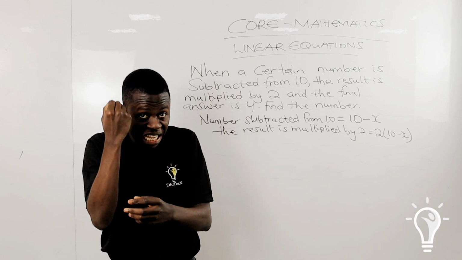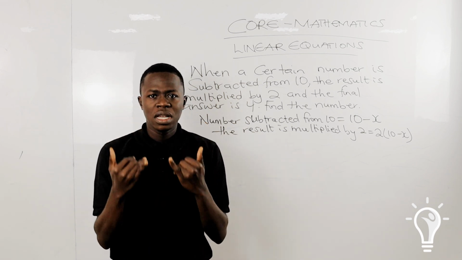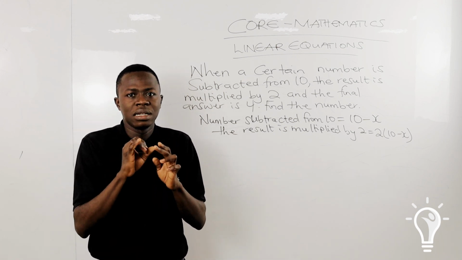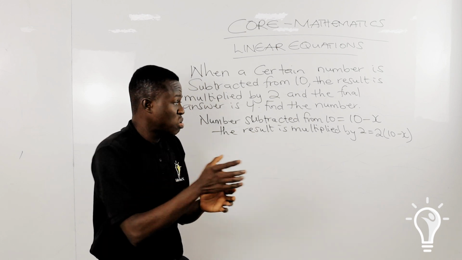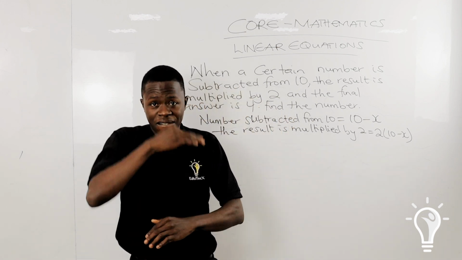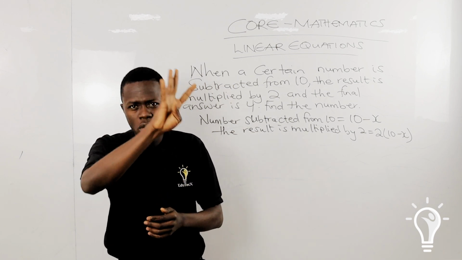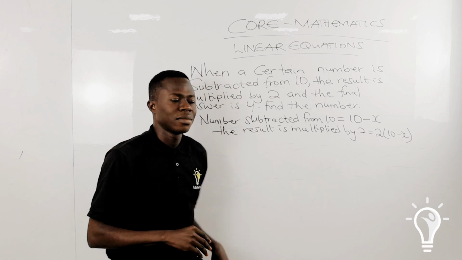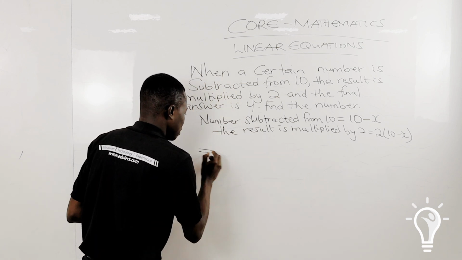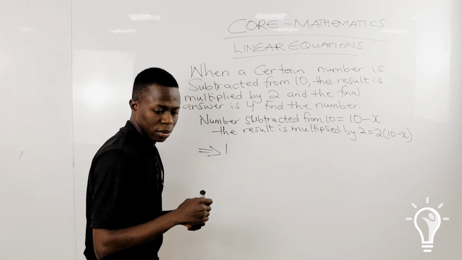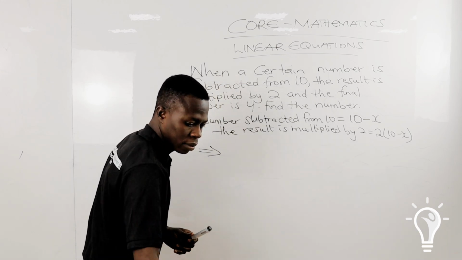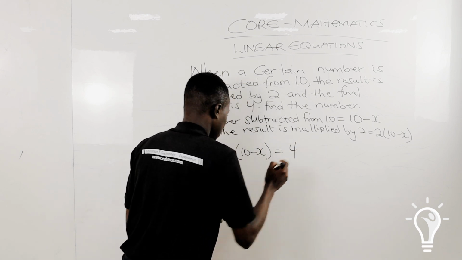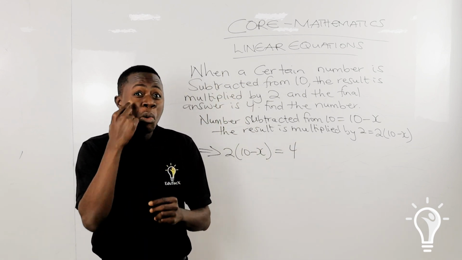And it continues saying the final answer is 4. This means that the expression 2 open bracket 10 minus X close bracket, all of it, is going to be equal to what? 4. So we bring an equal to sign, then we bring 4 to the other side because the question is saying the final answer, which is 2 multiplying the bracket 10 minus X, all of it, its final answer is 4. So it's going to be equal to 4. And that is what has been expressed on the board. So now you see that we can extract a full linear equation expression from a word problem.